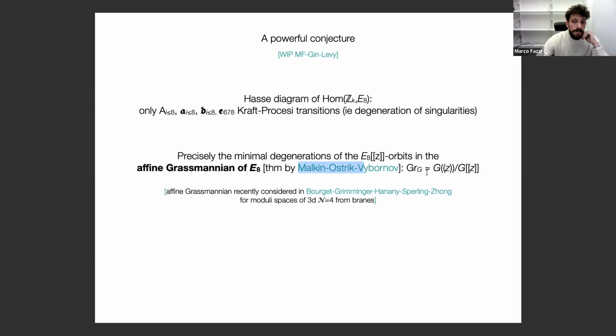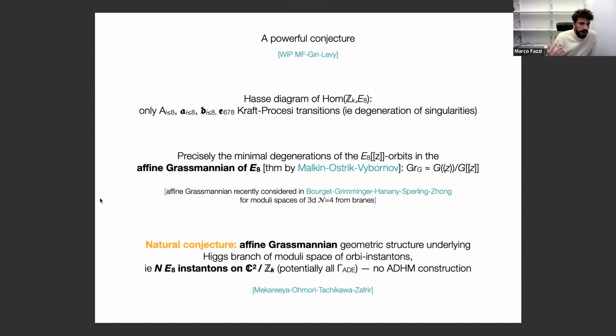If you're interested, there is a very nice paper by Antoine, Julius, Ami, Marcus, and Zhang Gao that essentially explains what this object is and its relation to moduli spaces of 3D N=4 quivers from brane setups. So it's very interesting that we're seeing a very similar structure to what these people have seen in mathematics. So a natural conjecture could be that the affine Grassmannian of E8 is the underlying geometric structure of the Higgs branch of the moduli space of orbi-instantons.